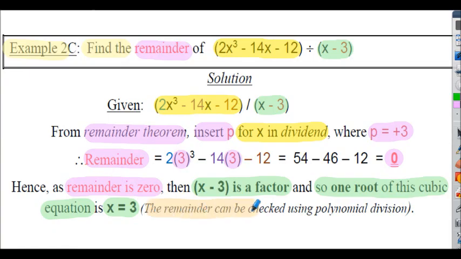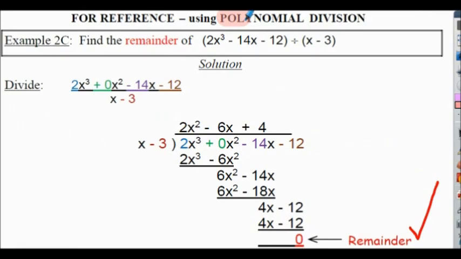Again, the remainder can be checked using polynomial division. For reference, here's polynomial division applied to example 2c. Again, notice the format of the dividend. I've included the 0x squared term divided by x minus 3. For those of you that understand the polynomial division technique, see I need the 0x squared term in the calculations dividing by x minus 3. But the remainder again can be shown to be 0.